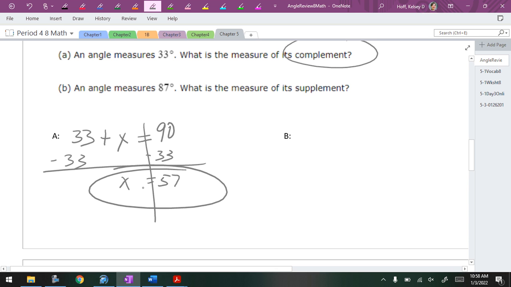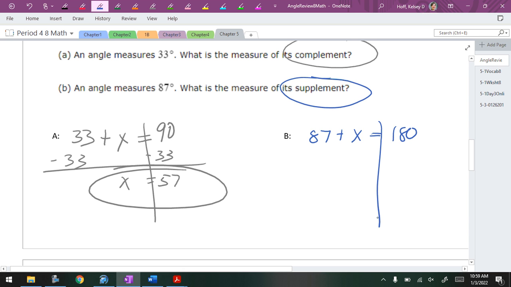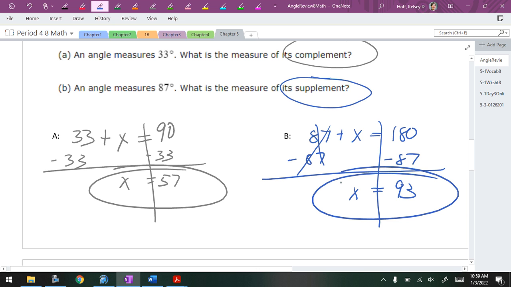Okay? So part B says an angle measures 87. What's the measure of its supplement? Supplement they add to equal 180. What do I start with? 87 plus my unknown x equals 180. To solve for x, minus 87. X equals how many? 93. Okay?